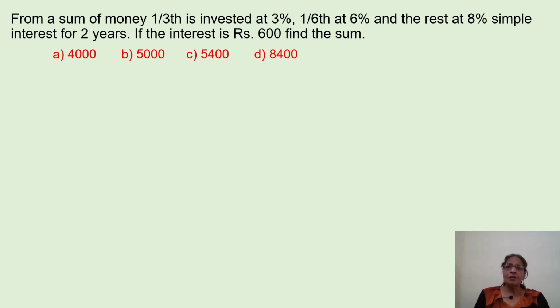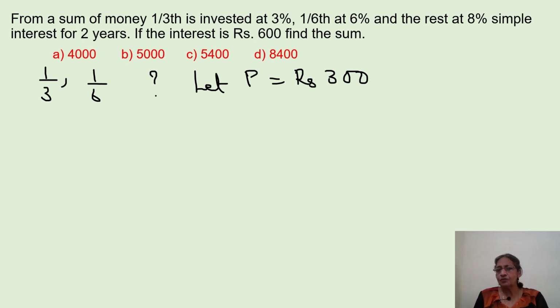So let's assume some value for principal. Now you need to take something which will be common to 1/3, 1/6 and whatever. So let us take, say, the LCM of this. So let the principal be rupees 300. Now I'm taking this, not 100, because 100 would involve a lot of fractions. We'll take something which is common to 3 and 6. So 1/3 of this, how much is 1/3? That is 100, invested at 3%.